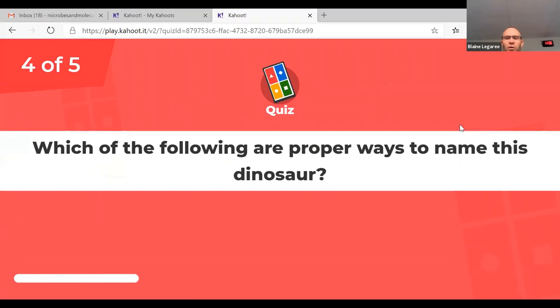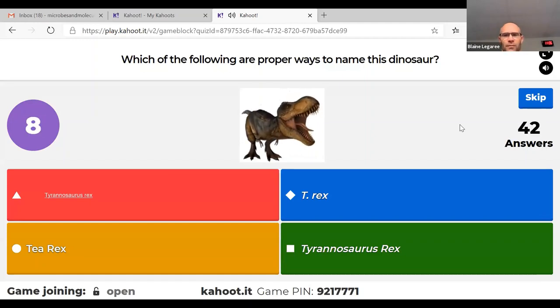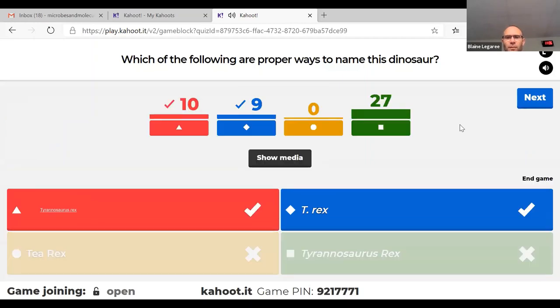Okay, one or two more questions. Which of the following are proper ways to name this dinosaur? This one actually has multiple answers too, so I apologize if you can't choose more than one. Okay, so the blue one and the red one were correct. Again, I apologize if you can't choose more than one.